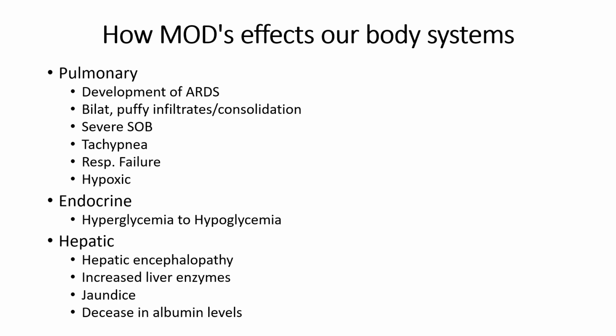Endocrine problems, they can develop hyperglycemia, hypoglycemia. We can end up, again, we talked about in hepatic encephalopathy. Once our liver gets affected by decreased perfusion, we're going to have increased liver enzymes. The patient may become jaundiced, decrease in albumin levels, coagulopathies, meaning that the patient's going to enter what? DIC, disseminated intravascular coagulation. We've talked about all of this, and that's why I don't really want to get too much far into MODS, because we've really mentioned a lot of this already.